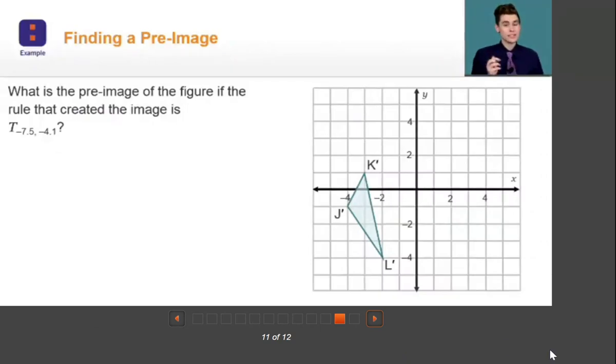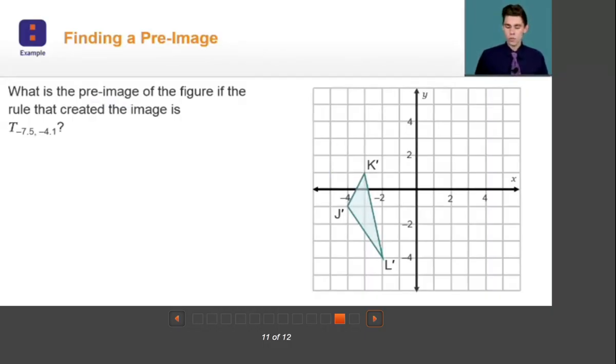Now let's take a look at this question. What is the pre-image of the figure if the rule that created the image is this? Now notice what this question is asking. We have a figure here, but this is the image after the translation. We have the rule that created this image, but we need to work backwards and find the pre-image. To do this, we're going to need to use some inverse operations.